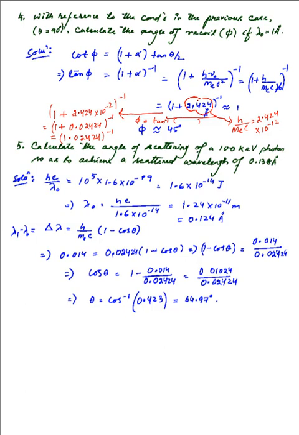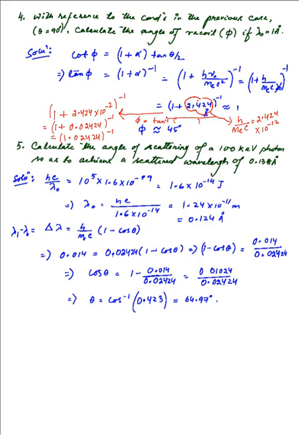The last bit has asked us to calculate the angle of scattering of a 100 kilo electron volt photon so as to achieve a scattered wavelength of 0.138 angstrom. Now with that scattered wavelength, that is lambda 1, we wish to calculate the angle of scattering, which is theta.